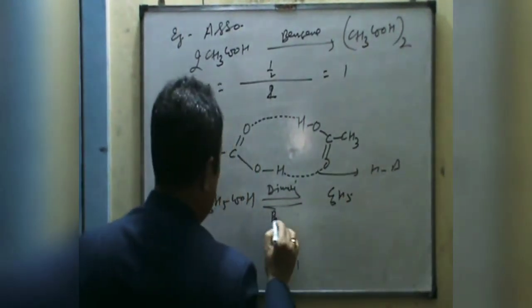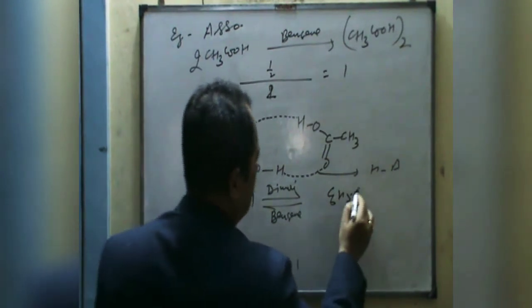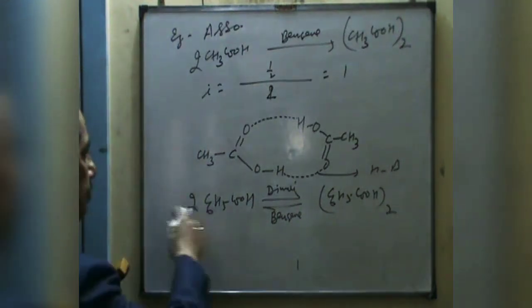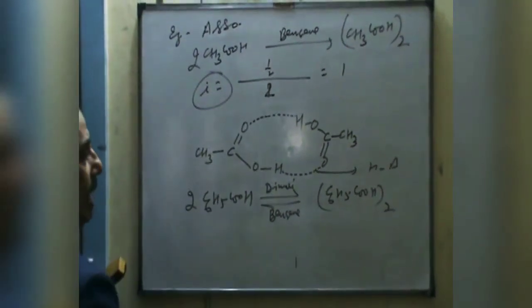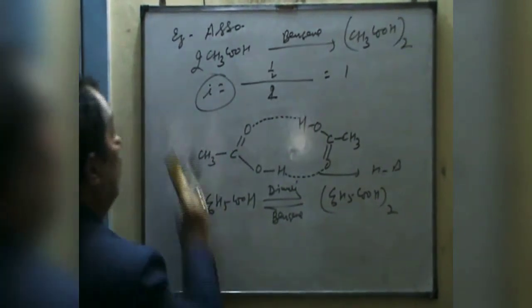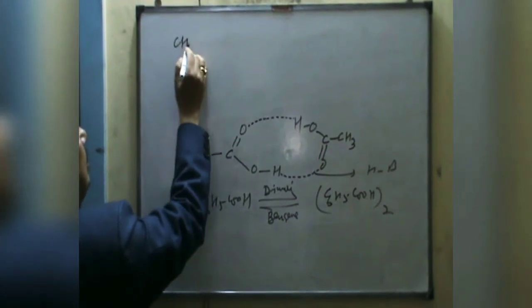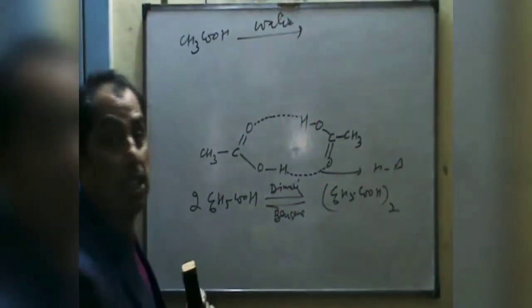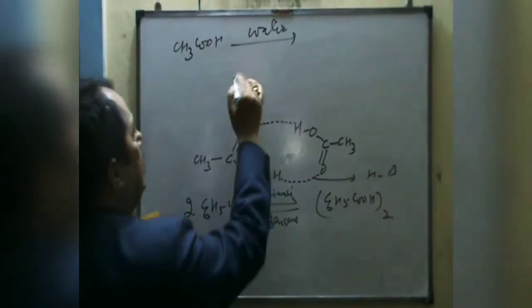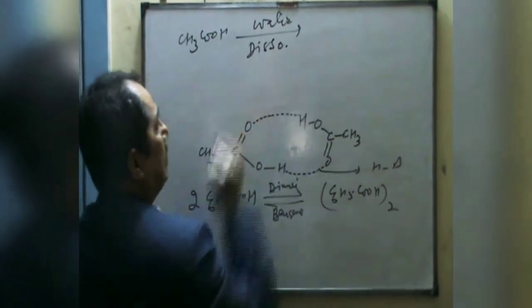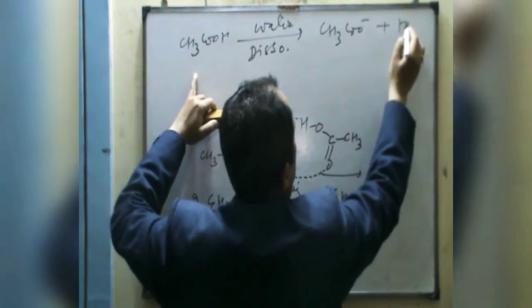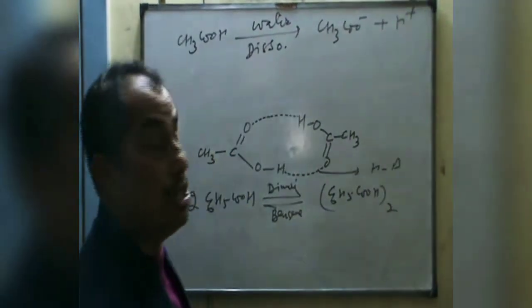In case of benzoic acid dissolved in benzene, the COOH groups dimerize and the particles reduce. In the same way, you can calculate i. But remember, acetic acid will dissolve in water. So tell me, if I put acetic acid in water, water being a good polar solvent, it is not associated, it is always dissociated. And then it gives acetate ion plus hydrogen ion. So this is dissociation.